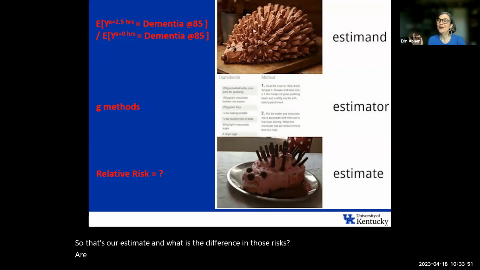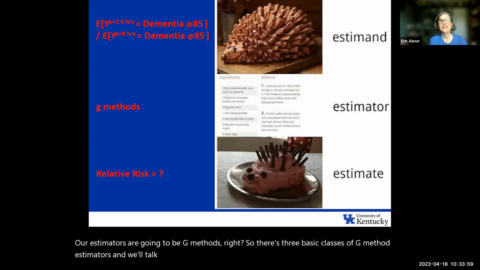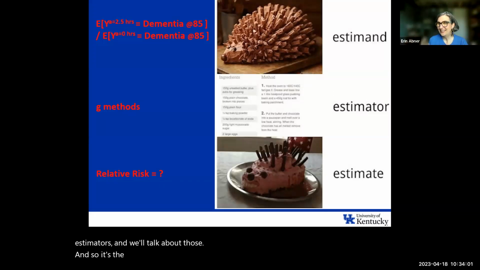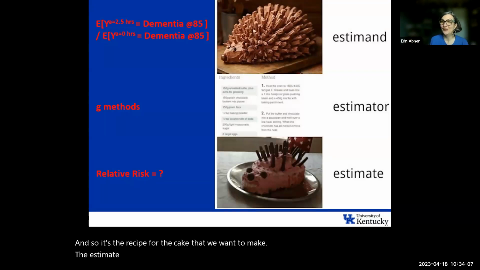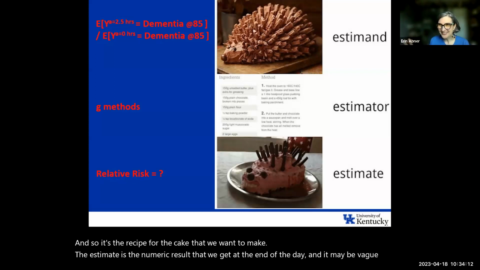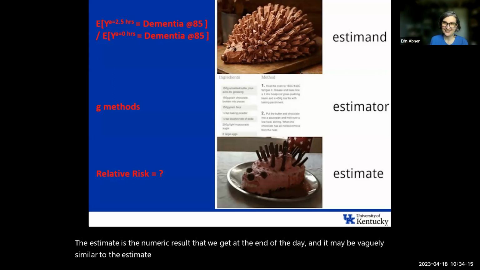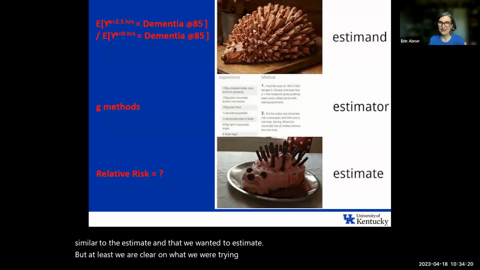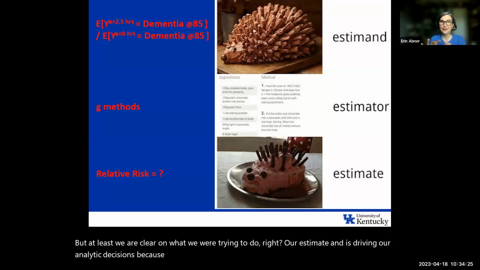Our estimators are going to be G methods, right? So there's 3 basic classes of G method estimators, and we'll talk about those. And so it's the recipe for the cake that we want to make. The estimate is the numeric result that we get at the end of the day. And it may be vaguely similar to the estimand that we wanted to estimate, but at least we are clear on what we were trying to do, right? Our estimand is driving our analytic decisions because we're very clear about what it is that we are trying to estimate.